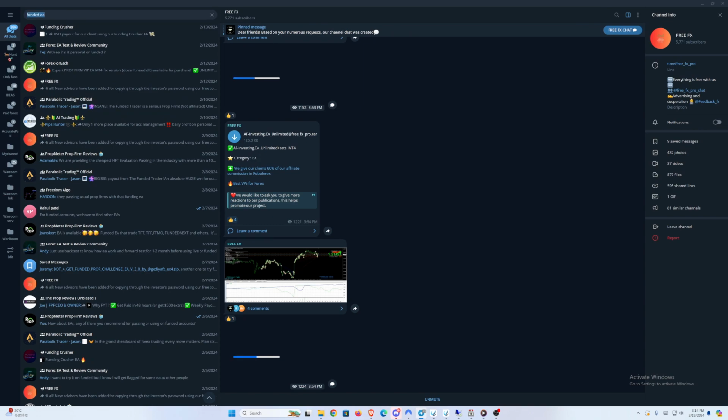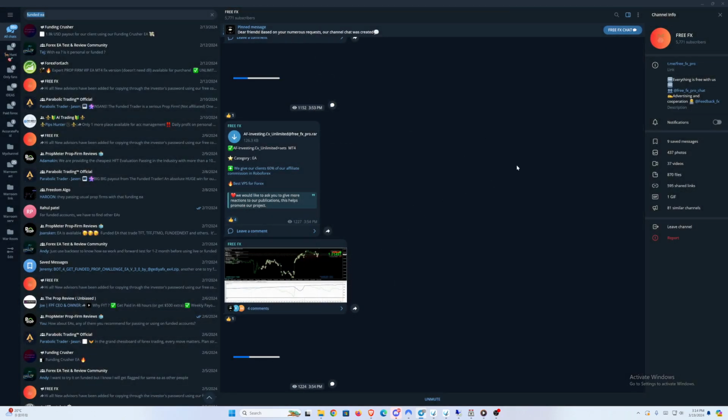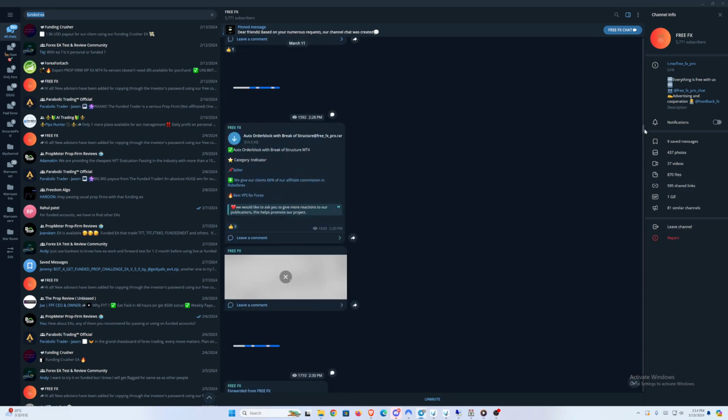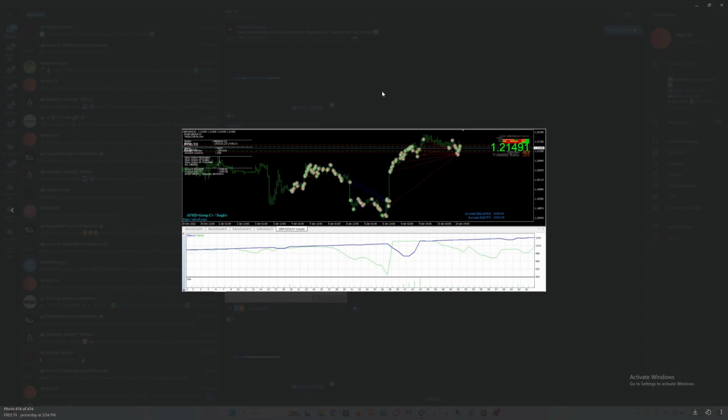In Telegram, there's a place called FreeFX. It's a group, t.me/free_fx_pro. Once you're inside the group, you'll see a lot of EAs in here. What you want to mainly focus on is the EAs that have charts shown.